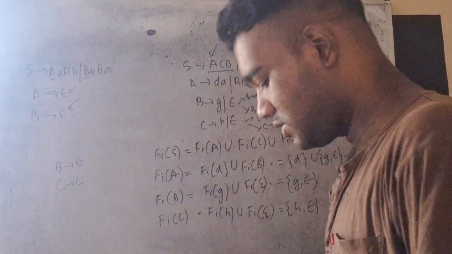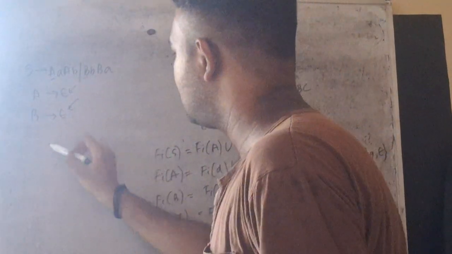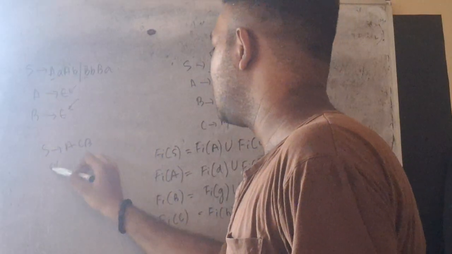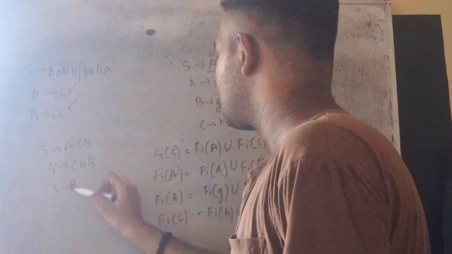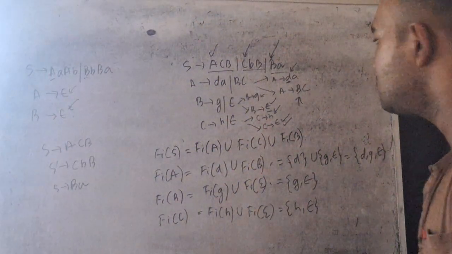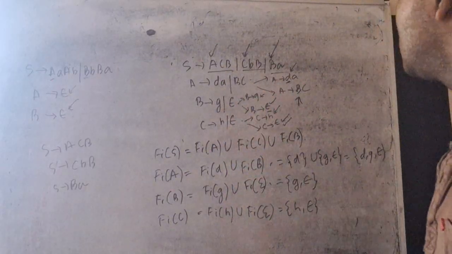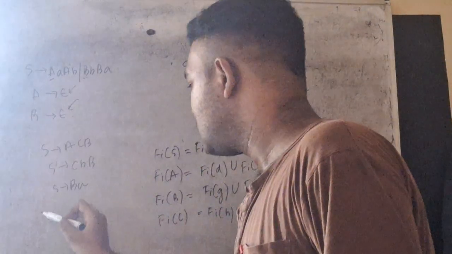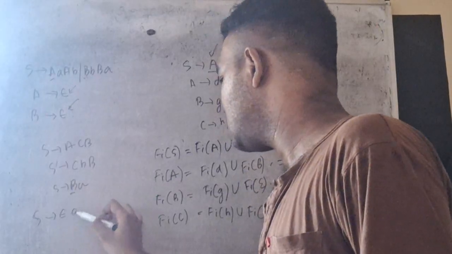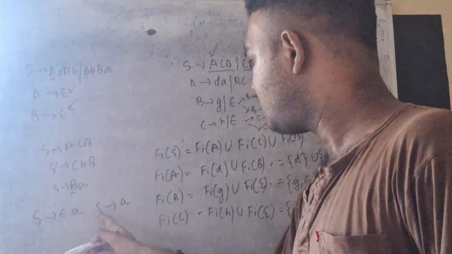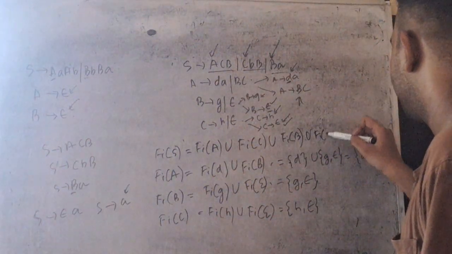Because S has three production rules, see one thing clearly. The three production rules are S tends to ACB, S tends to CBB, and S tends to BA. If I apply B tends to null, what I will be getting is, in the first position only, nowhere else, S tends to null A. That means S tends to small a. Now first of S will be what? First of A, because A is in the first position, union first of small a.